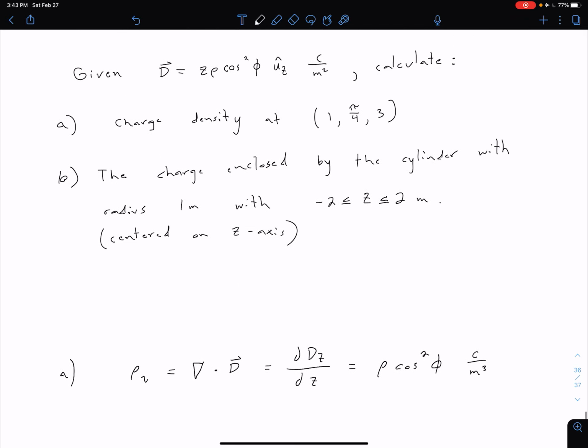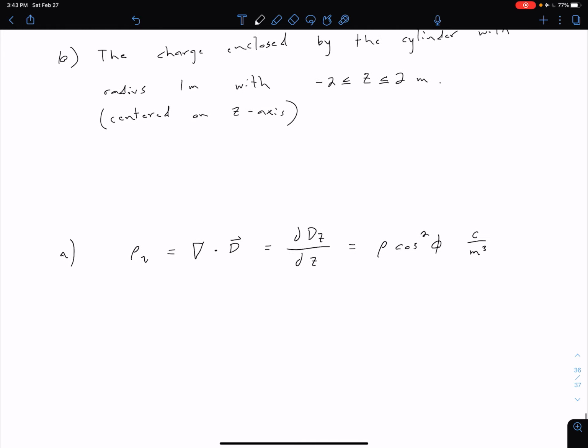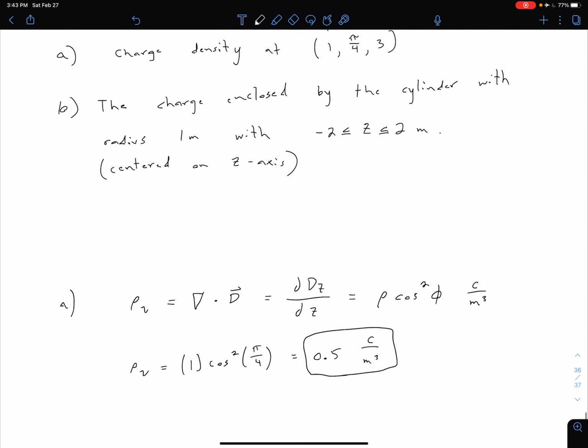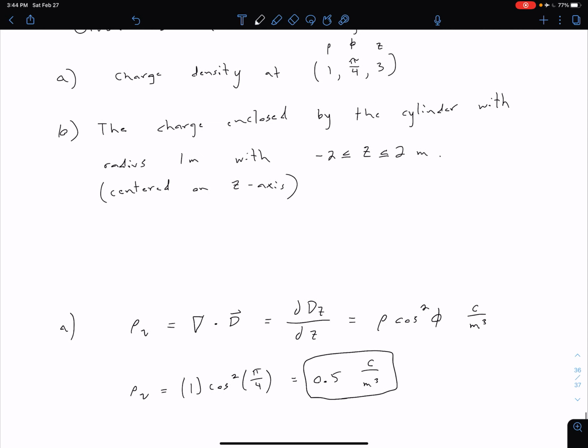So for our point above, this is our rho value, our phi value, and our z value. Plugging those in, we see that rho v is just going to be equal to 1 cosine squared of pi over 4, and this comes out to be 0.5 coulombs per cubic meter. So this would be our answer for part A. This is our charge density at this one particular point.